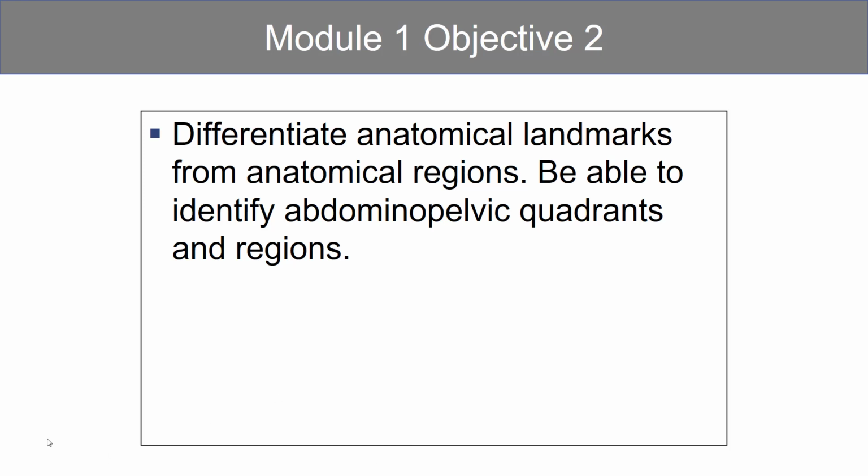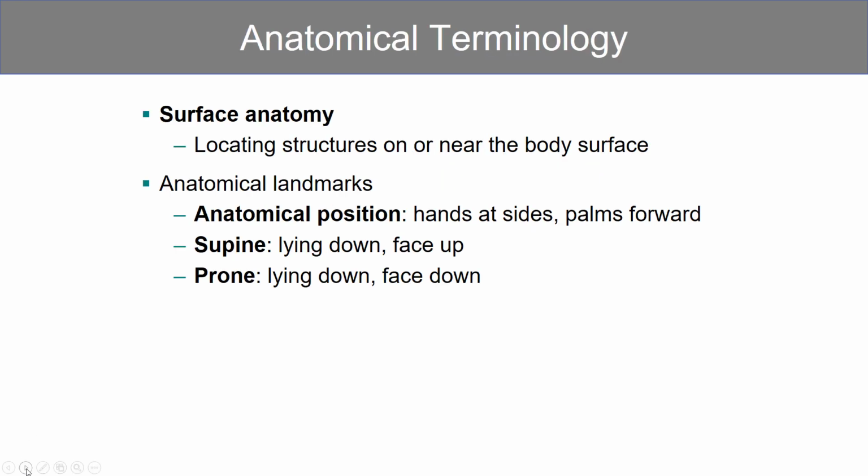Module 1, Objective 2: differentiate anatomical landmarks from anatomical regions and be able to identify abdominal pelvic quadrants and regions. When we consider surface anatomy, this is when we locate structures that are on or near the surface of the body. Surface anatomy can be examined through a number of anatomical landmarks, and there's a lot of components to this that we're going to cover.